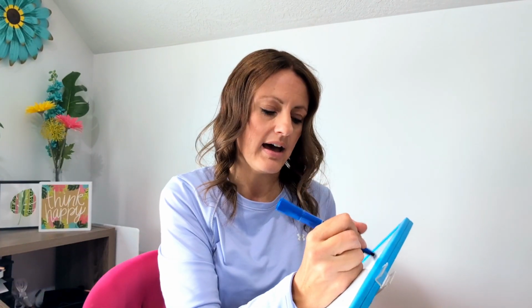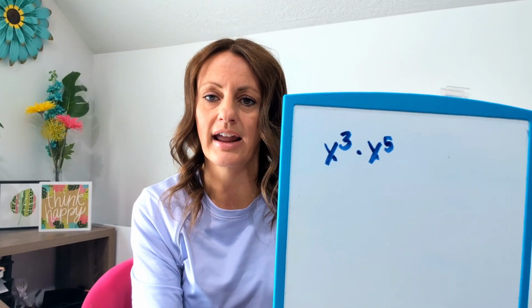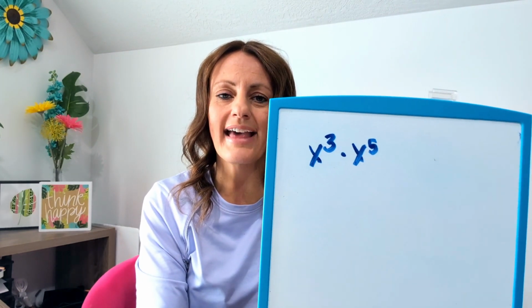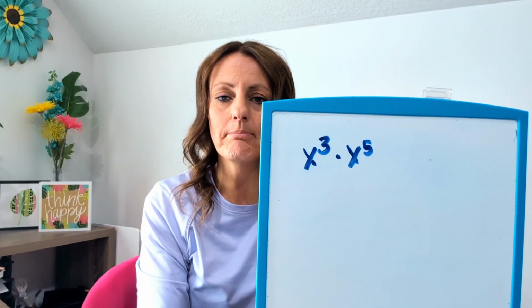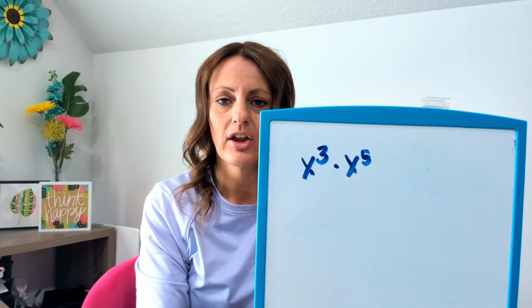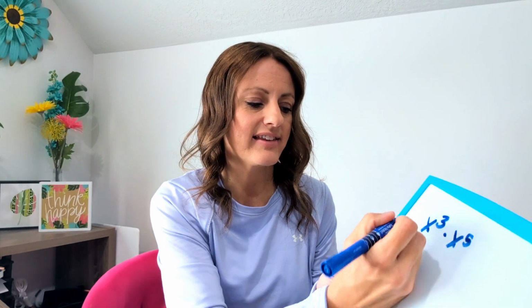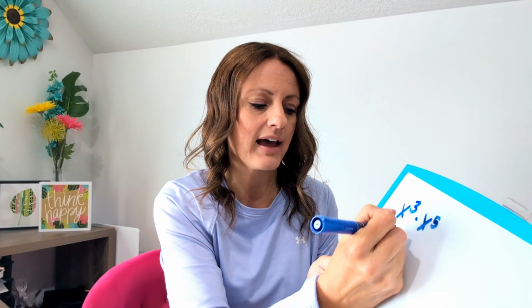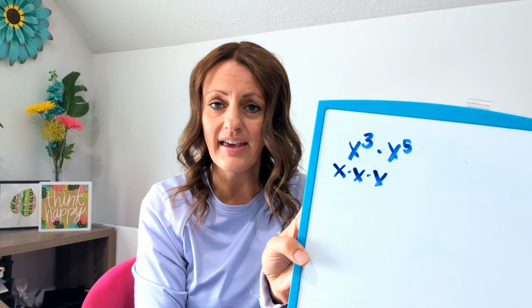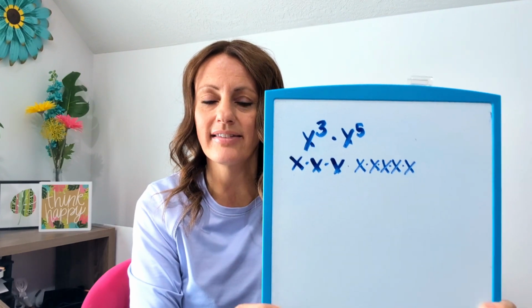So when we start, we're going to start with product of powers. If I have, for example, x to the 3rd times x to the 5th, we talk about what that means. The first step is we make sense of the problem. So x to the 3rd, and we're going to write it out. X to the 3rd is the same as x times x times x. X to the 5th is the same as x times x times x times x times x. So we have made sense of the problem.